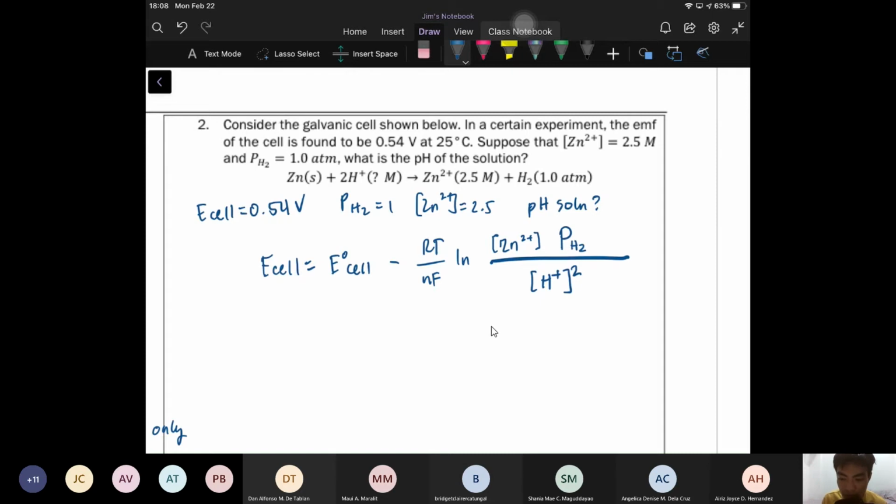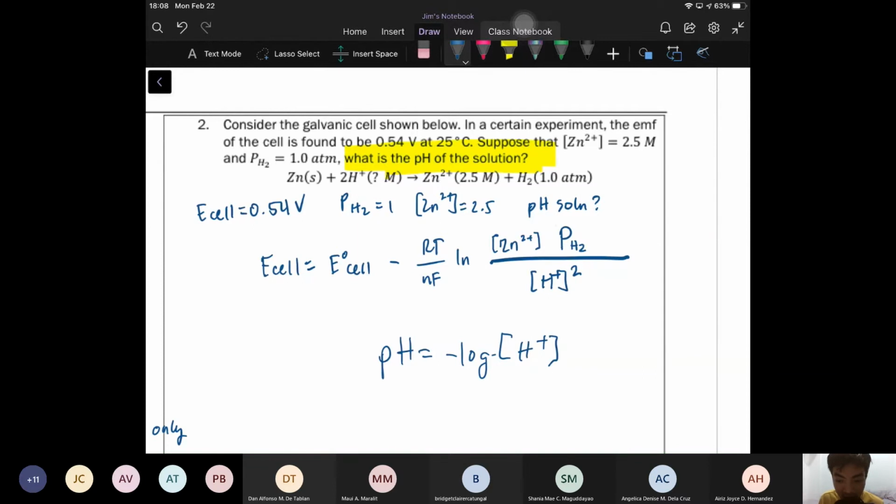Ito, question. Paano mo masosolve yung problem na to? What is the pH of the solution? Asan siya dito sa equation na to? Kung hindi kayo familiar kung nasan yung pH, ganito lang yan. Ang pH natin is just the negative log of the concentration of H+. So that means, in order for you to answer this problem, you should first identify what is the concentration of hydronium ion. Alamin mo muna kung ano yung value ng H+.